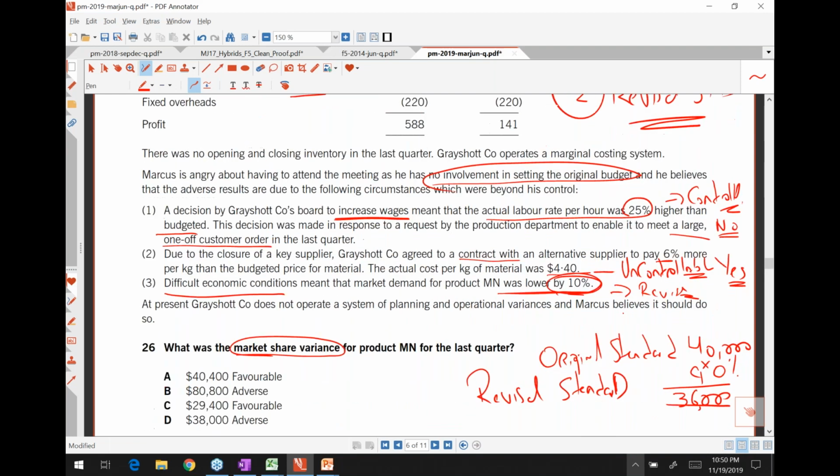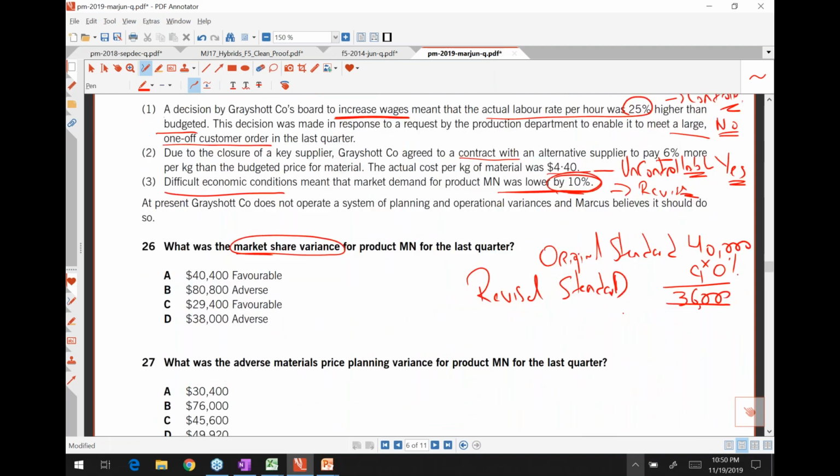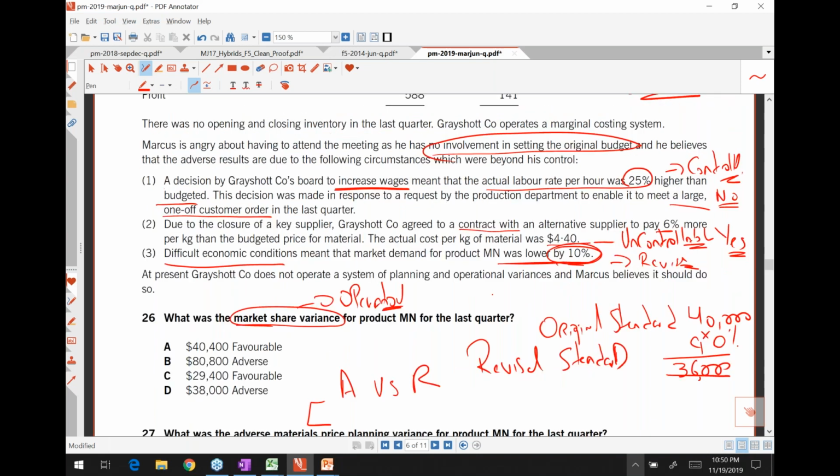Now, let's use the shortcut, friends. Are you ready for the shortcut? In sales, this is operational, right? This is operational. So what was the shortcut? Can you tell me? For operational, it is A versus R. Actual. What is actual? Wow, it's so easy. Actual is 38,000.